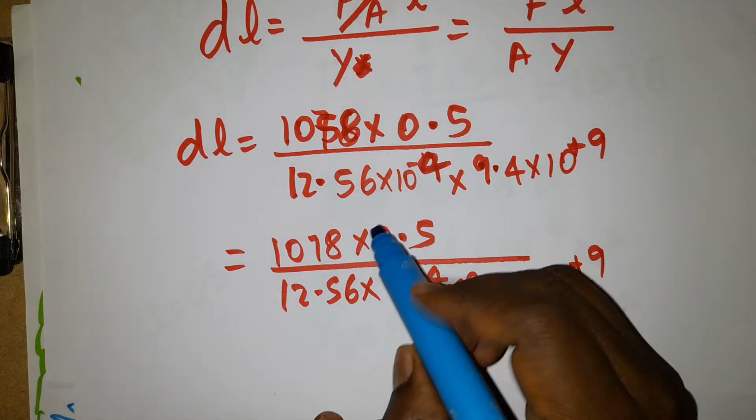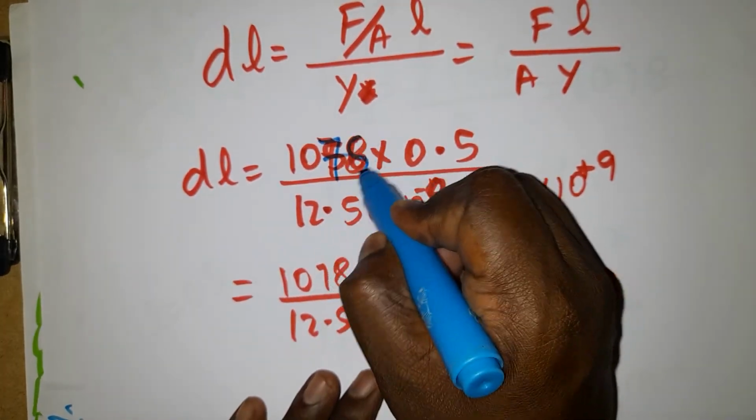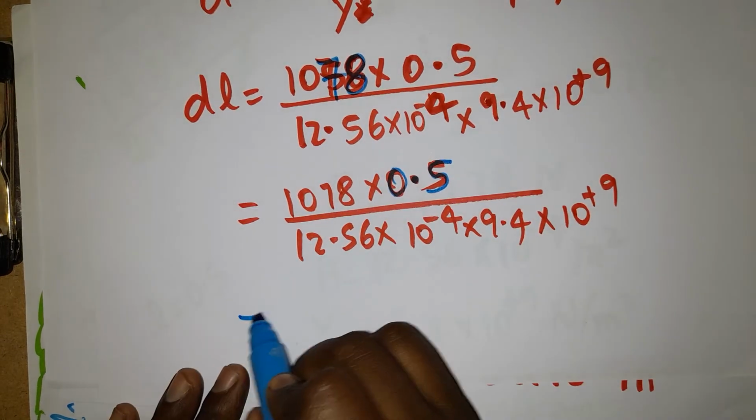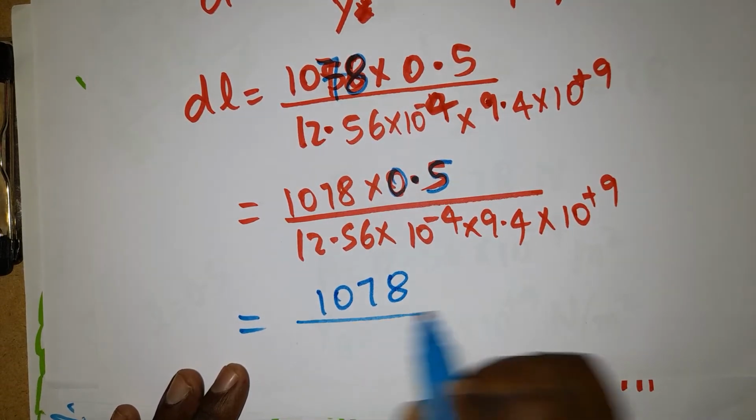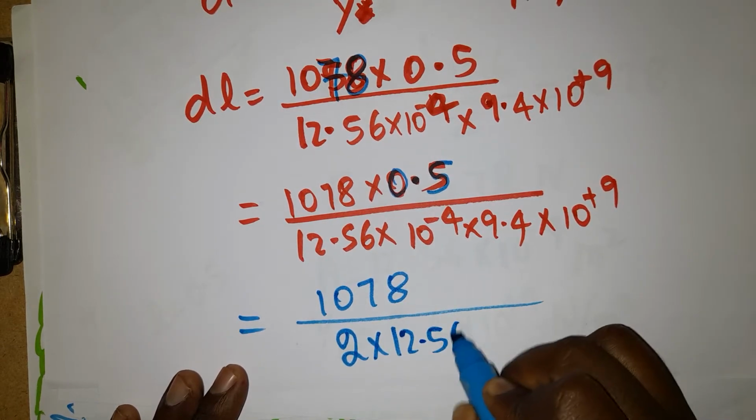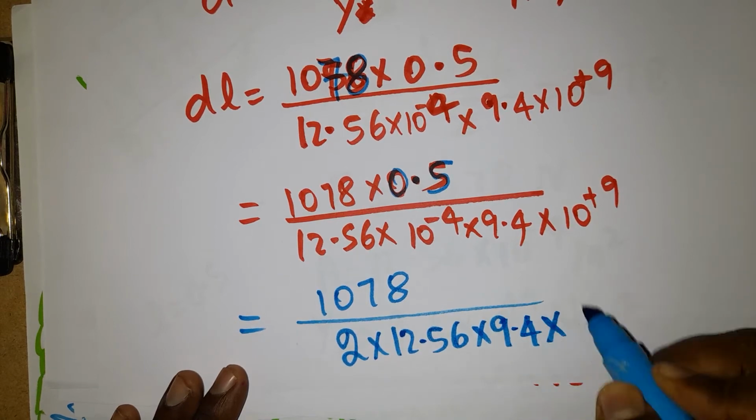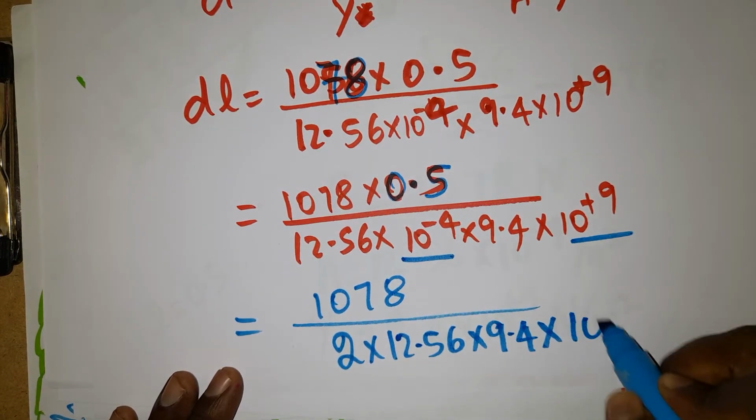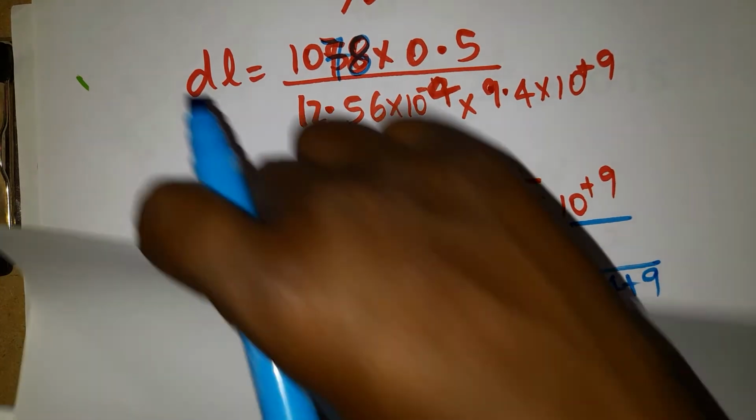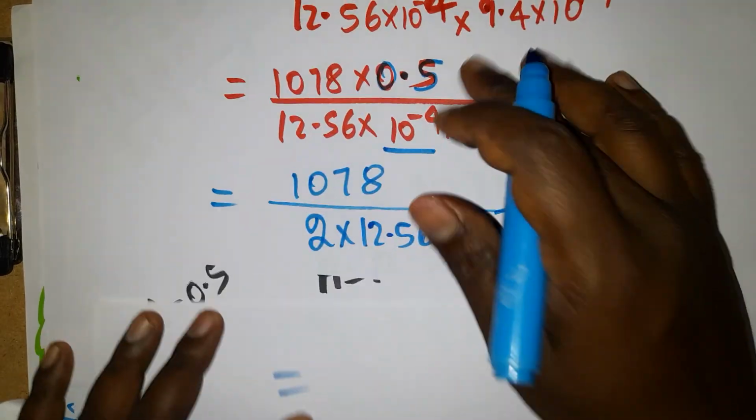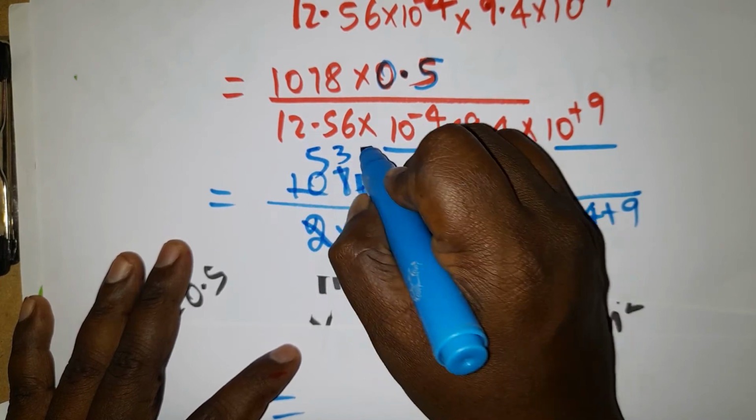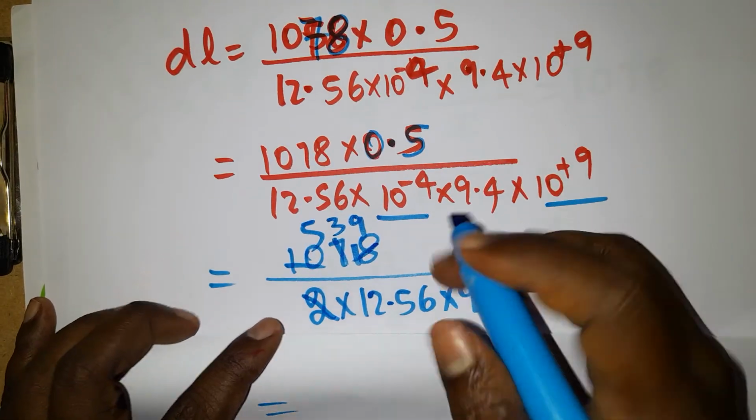See here, next step what I am going to do now. Actually, this is 1078. 0.5 we can write as 1 by 2, into 12.56 into 9.4 into 10 power minus 4, 10 power plus 5, minus 4 plus 9, this is going to become plus 9. So the next value 1078 divided by 2, 5, then here will become 3, then this will become 9. 539.